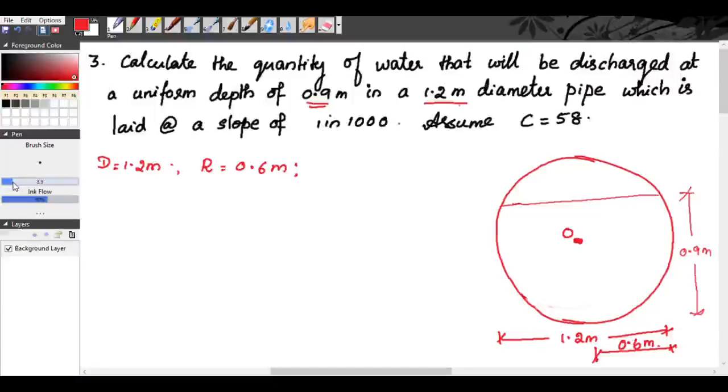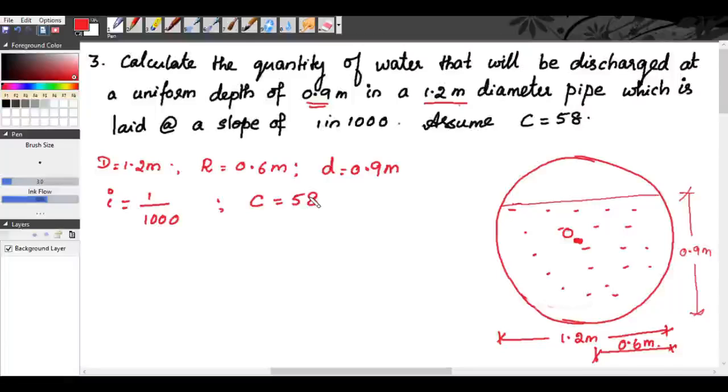So we will write the depth of flow, small d is equal to 0.9 meter. Depth of flow of water is 0.9 meter. So now our aim is to find the theta. Also the channel's bed slope I is given as 1 by 1000 and we are asked to assume Chezy's constant C is equal to 58. This problem is similar to the previous problem. So to find theta, you take points A, B, C, and from A and B you draw lines joining at O. Now see, this angle is theta. So totally it is 2 theta. This angle is 180 minus theta. So find cos of 180 minus theta, and from that you can find theta.